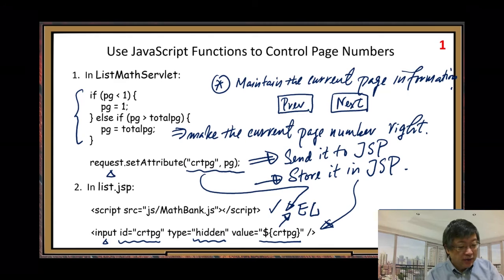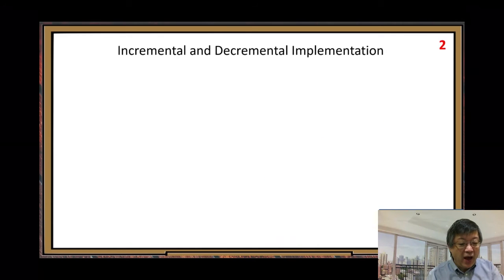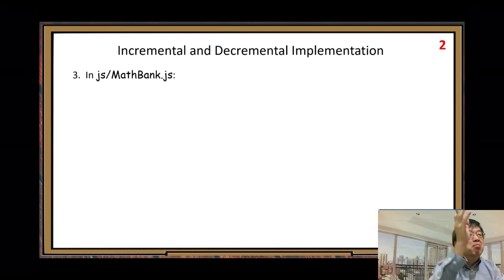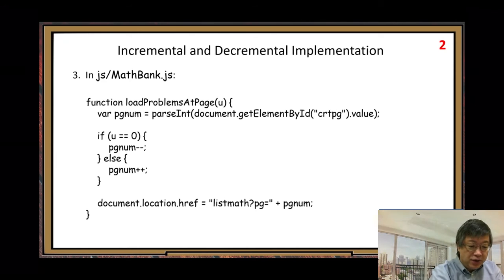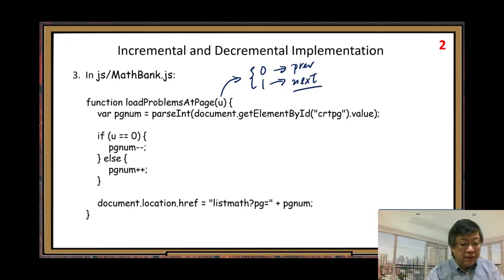All right. Next, in our main JavaScript function, we implement this incremental, decremental. It's pretty easy. This U, as we discussed in our design, 0 means the previous page, 1 means the next page, right? Based on our design idea.